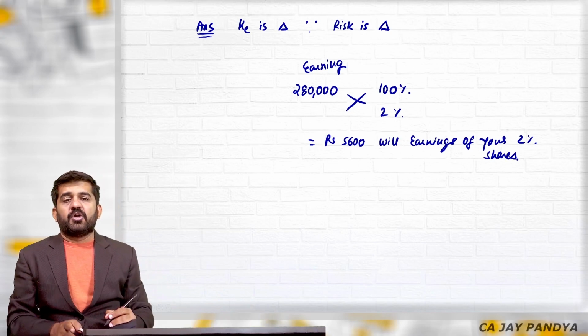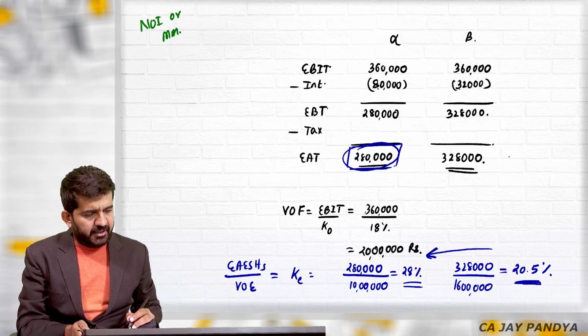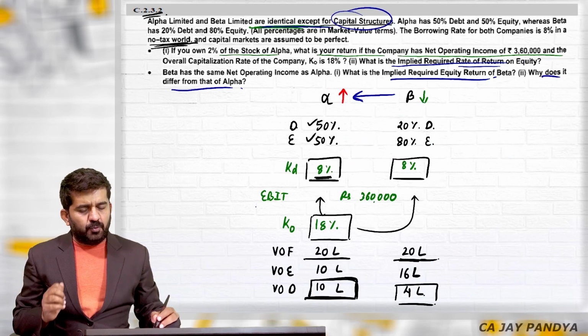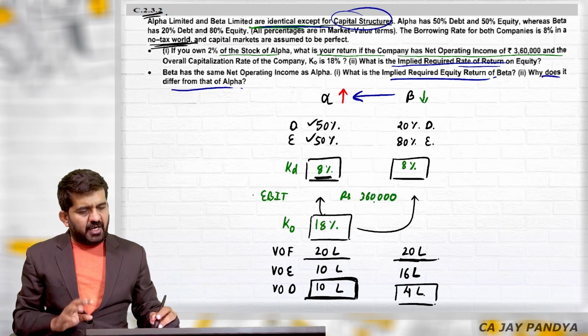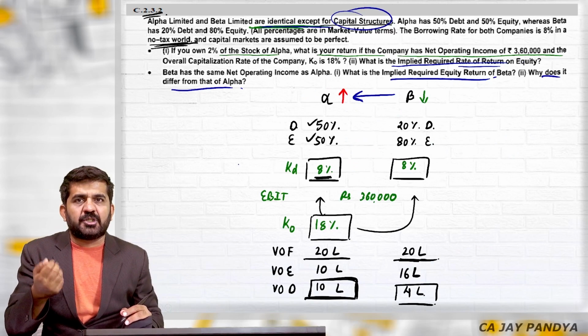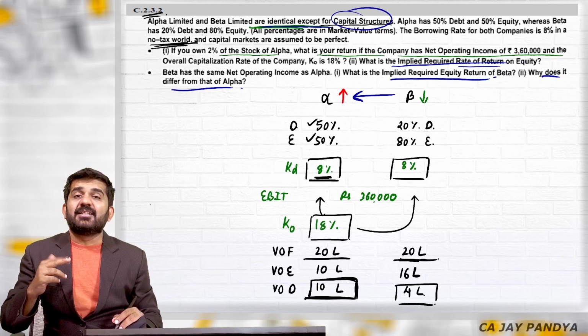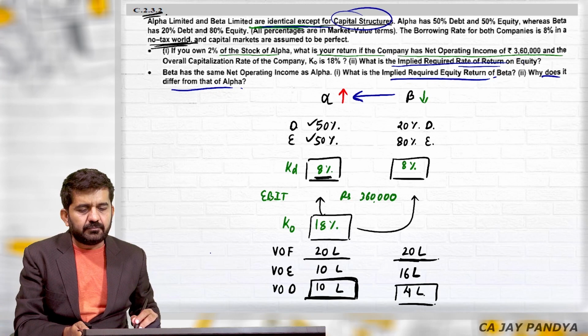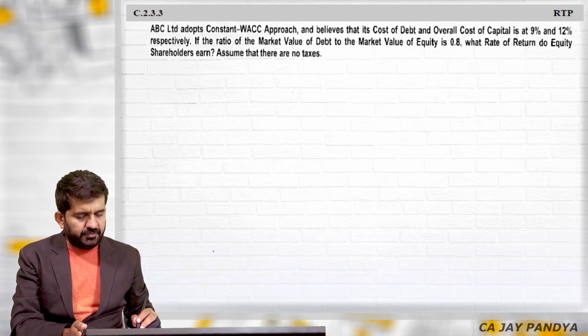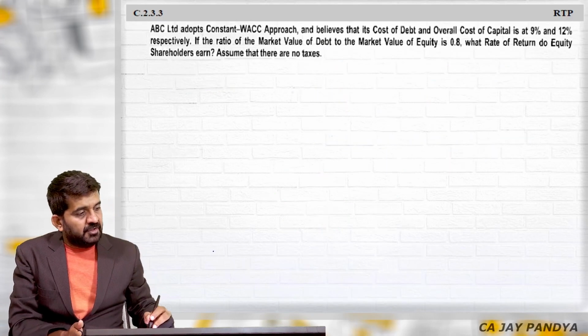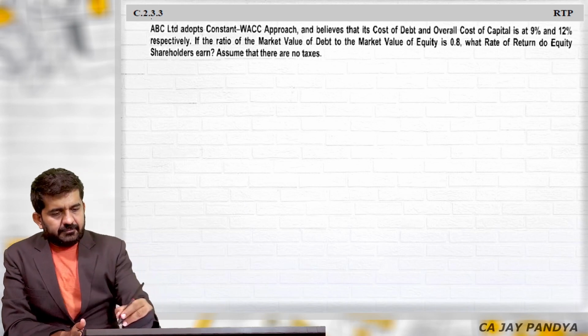This is also one of the questions asked in question 2.3.2, and we have answered everything. If you are owning 2% stock, what will be your earnings? What is KE in both the cases? Why is the KE different? This was 2.3.2. We are going to 2.3.3.